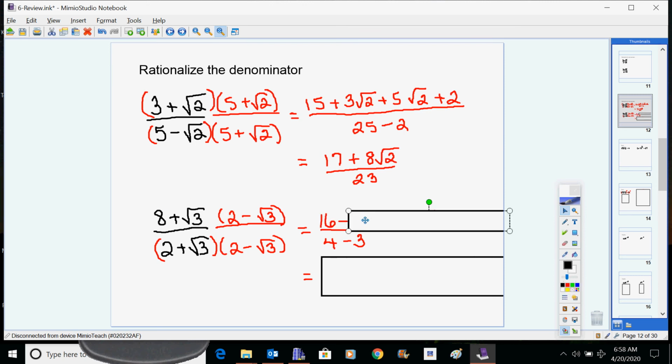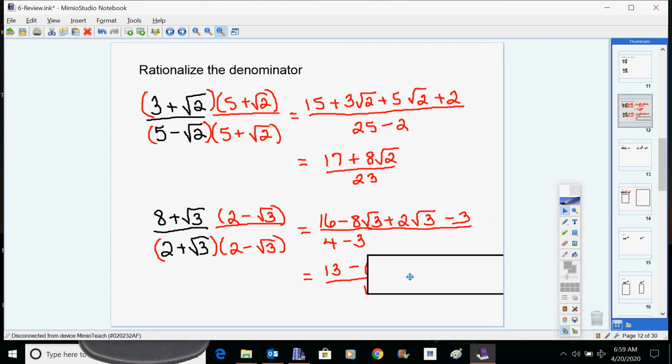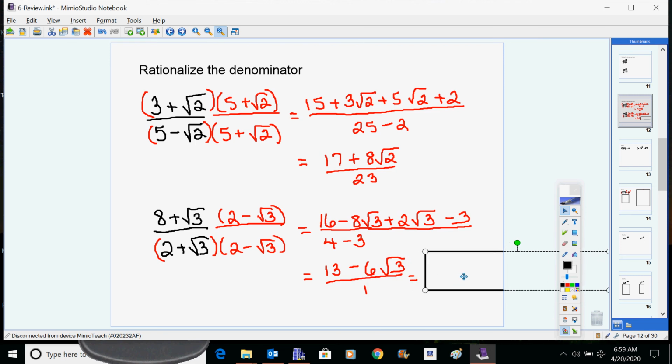8 times 2, 16. Minus 8 square root of 3, plus 2 square root of 3, minus 3. Then like terms going together, and it's all over 1, so that's convenient. 16 minus 3, 13. Negative 6 square root of 3 over 1, so it just simplifies very nicely like that.